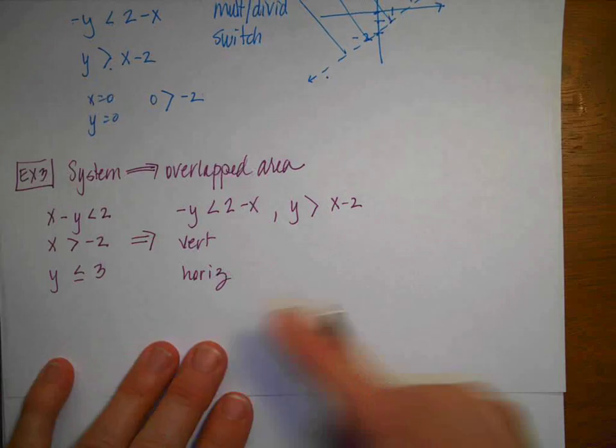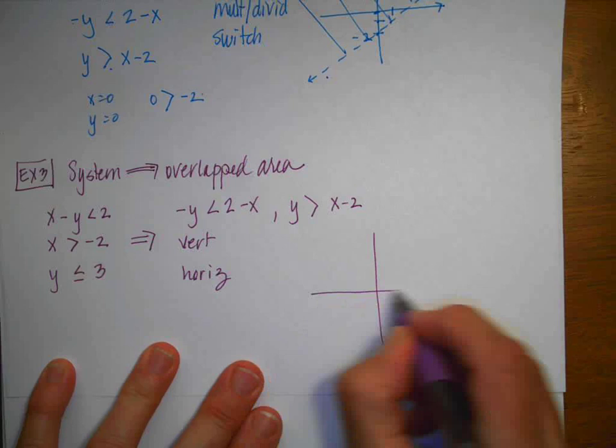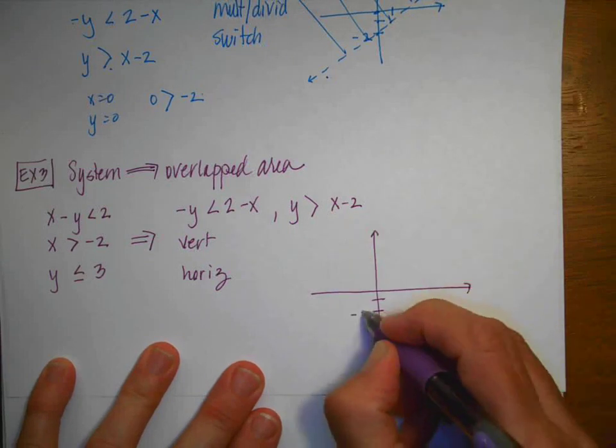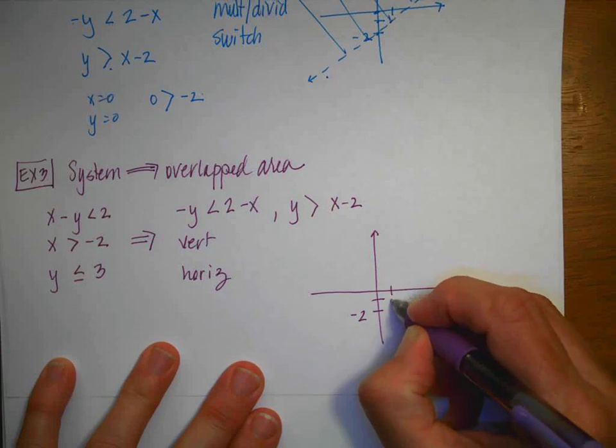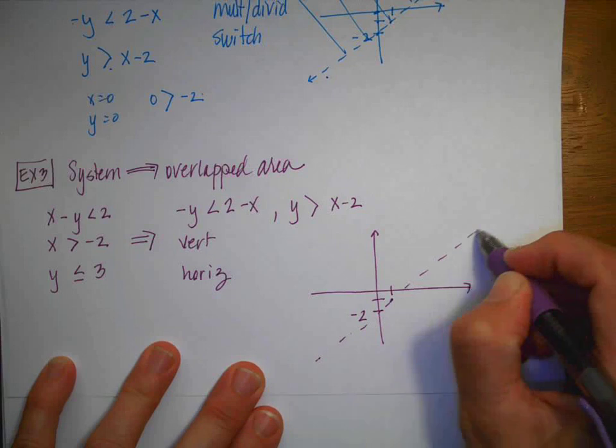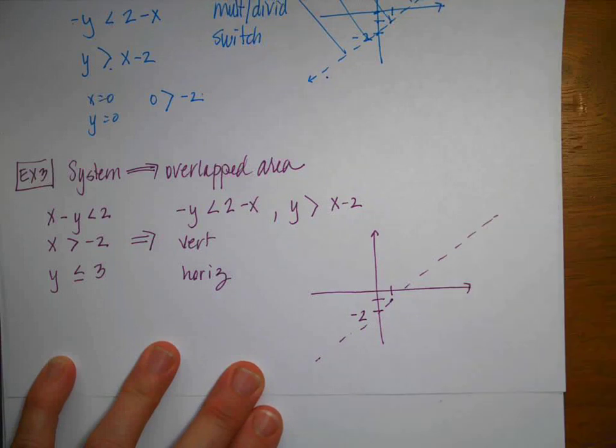So if I graph this system, this is the line that we just did in the last column. Here's a -2. My slope is up 1 and over 1. So there's going to be this line. This line's not included.